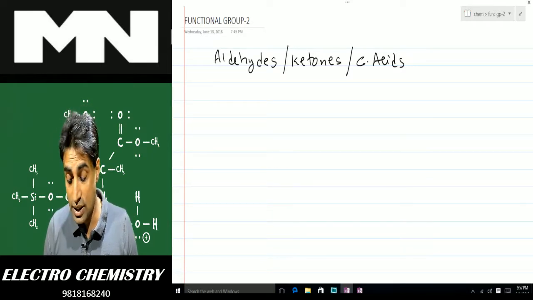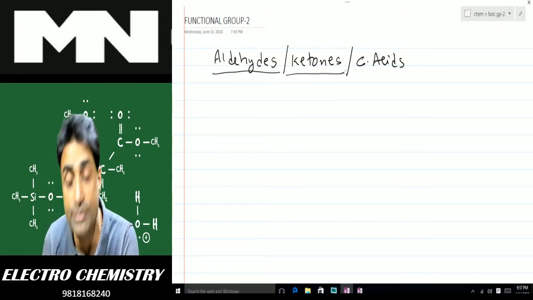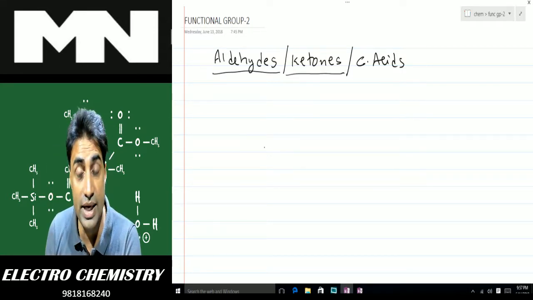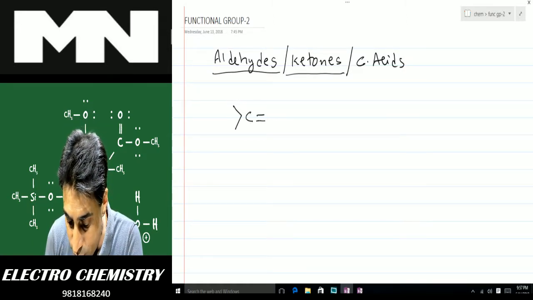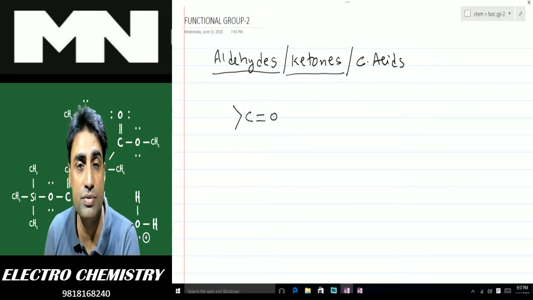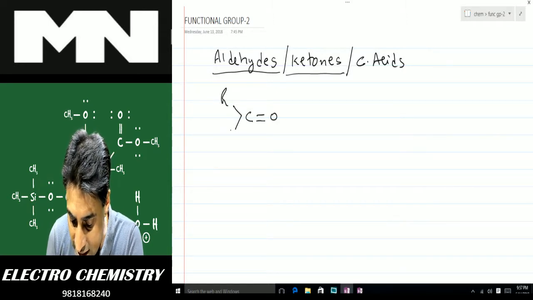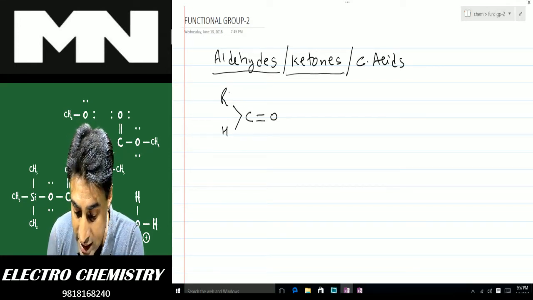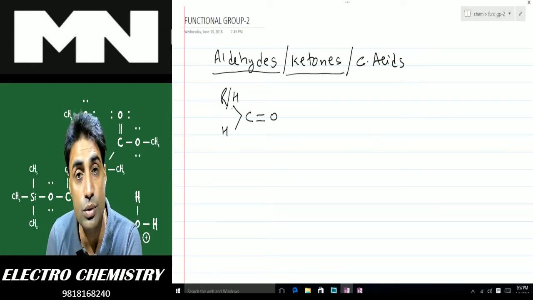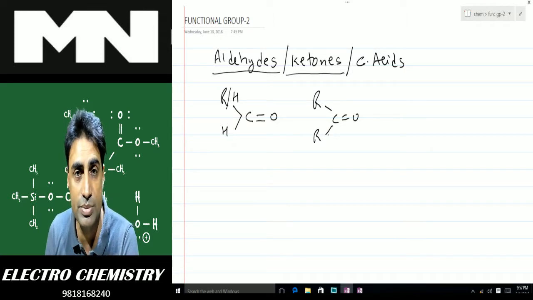In today's class, we'll be talking about aldehyde and ketone. We'll see their method of preparation. As far as aldehyde and ketone are concerned, first let us see their basic structure. All functional group 2 compounds are carbonyl derivatives, that is, they have a carbonyl group. If I talk about aldehyde, it has at least one hydrogen atom attached to the carbonyl group. The other one can be an alkyl group, or it can be a hydrogen also. Whereas in case of ketones, both the groups which are attached to the carbonyl group are alkyl groups. They can be same or they can be different.